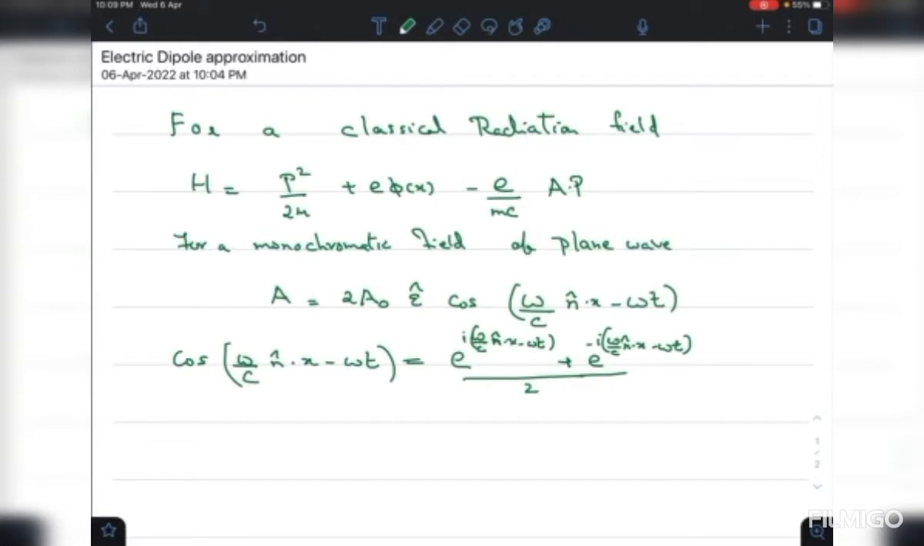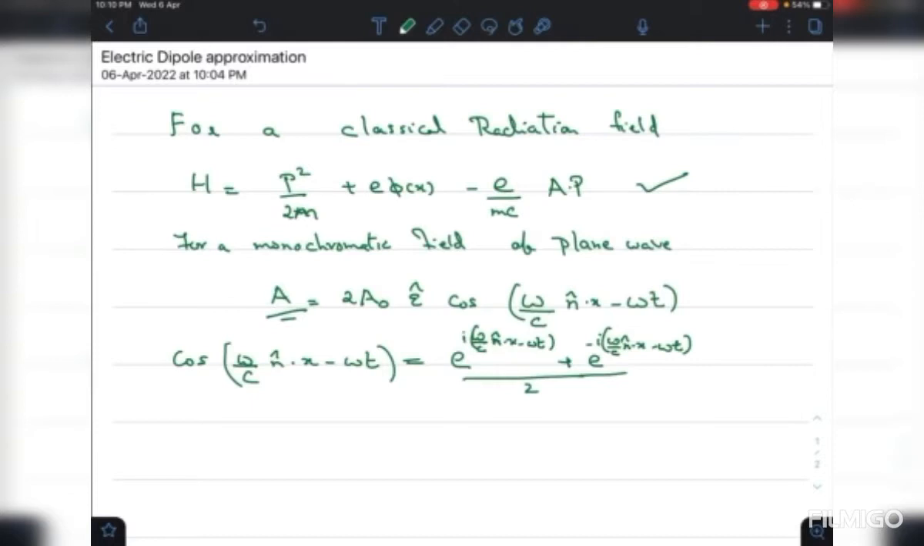Any classical radiation field can be expressed with this Hamiltonian, that is H is equal to P squared by 2m plus e phi of x minus e by mc into A dot P. And we saw that in a monochromatic field of plane wave, A can be represented as 2A0 epsilon cos(omega by c n dot x minus omega t), where epsilon and n are the polarization and propagation directions.